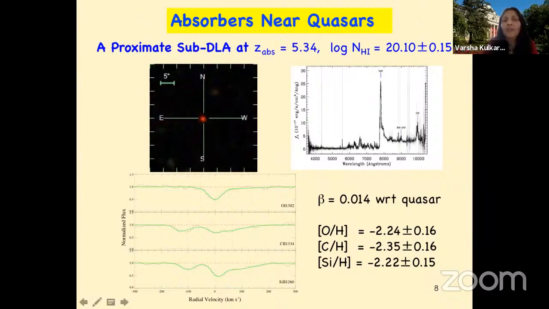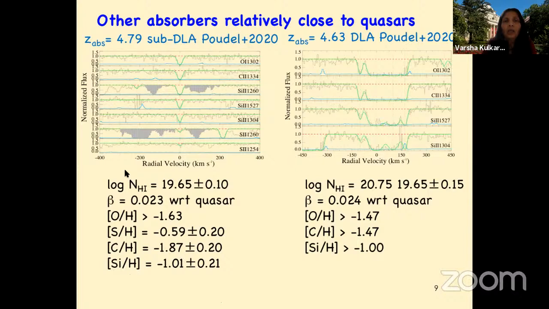So here is a proximate sub-DLA at redshift 5.34, and its apparent ejection velocity divided by the speed of light, beta, is about 0.01, so it's pretty close to the quasar. It is very metal poor, and one can study its structure, determine the velocity dispersion of the gas, et cetera, and I'll talk about that in just a bit. Here are a couple of other absorbers from our sample that are a little bit further out, but still could be associated with the quasar. And they are considerably more metal rich.